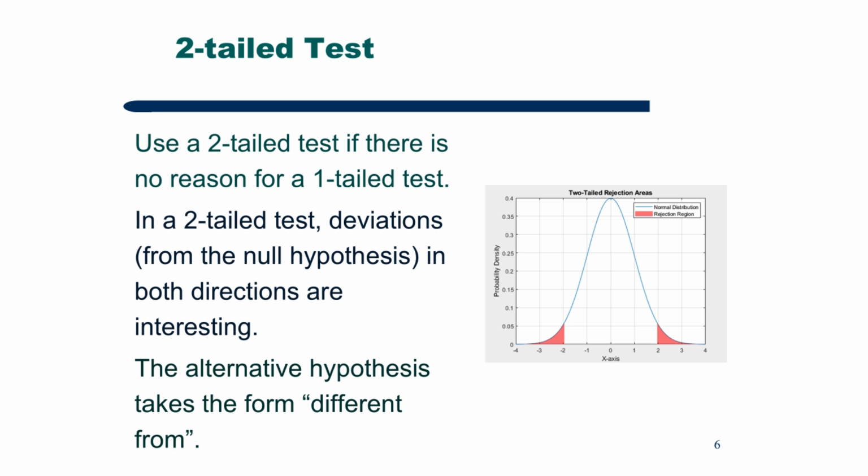Two-tailed test. The slide explains the concept of a two-tailed test in hypothesis testing. Here's a summary of the key points. A two-tailed test is appropriate when there is no specific reason to expect a deviation from the null hypothesis in only one direction. Deviations from the null hypothesis are considered interesting in both directions, either above or below the hypothesized value. The alternative hypothesis in a two-tailed test typically takes the form of different from, indicating that it could be either greater than or less than the null hypothesis value.